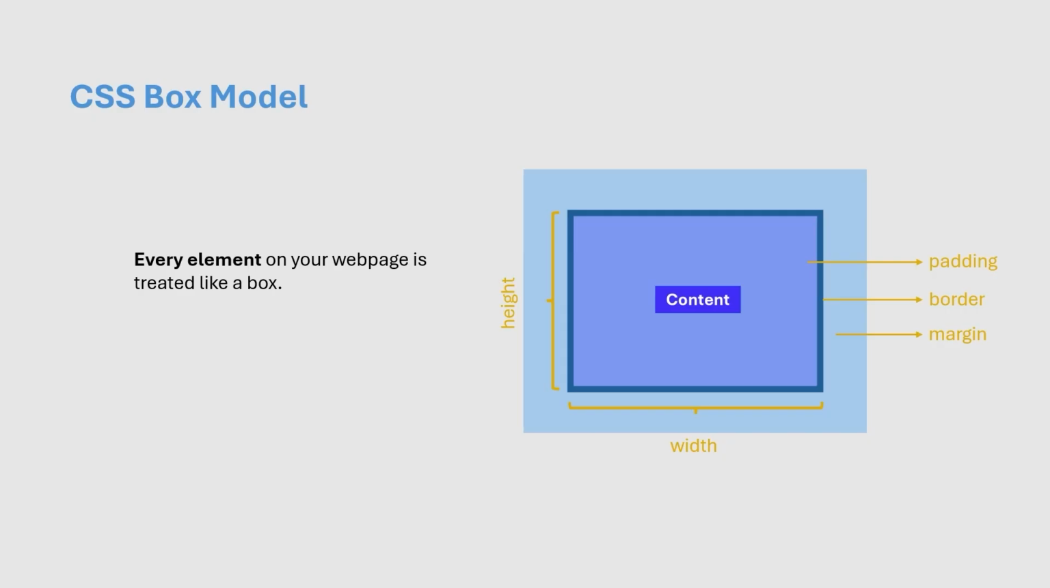Content. This is the text or image inside. Padding is the space around the content inside the box. The next one is border. The outline surrounding the padding is called border. The last one is margin. It is the space outside the border separating it from other elements. This is the basic structure of the CSS box model.